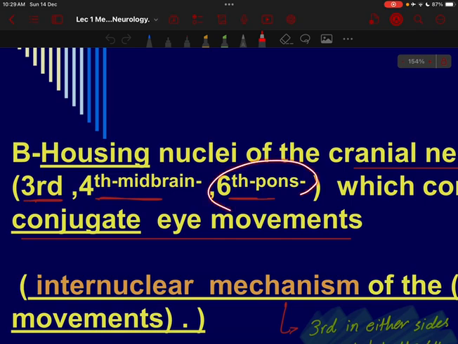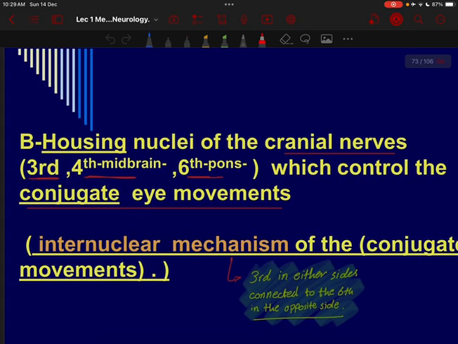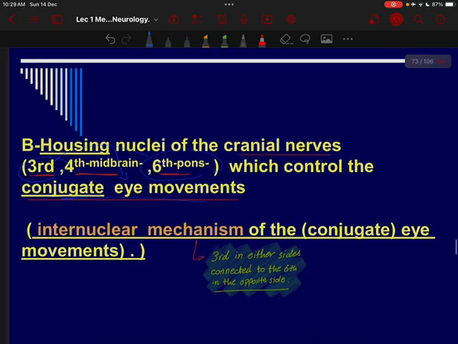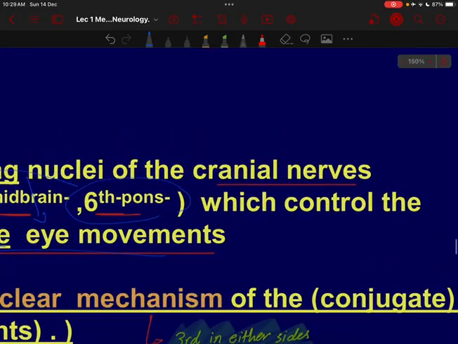طبعا 6 with third control what we call conjugate eye movement. شو نقصد conjugate eye movement؟ نقصد انه for example when I want to look to the door, this eye goes outside by the 6, this eye goes to the inside by the third. علاقة بين the 6 with third. Okay? This is called conjugate eye movement.